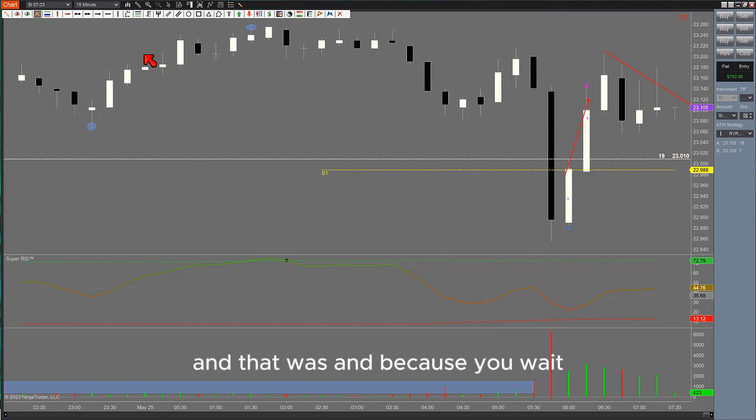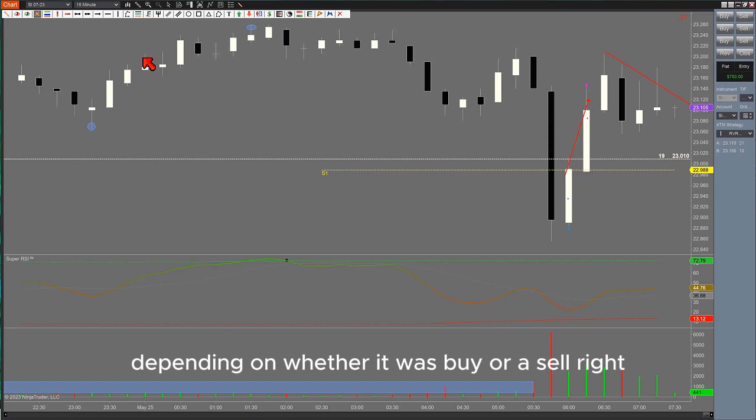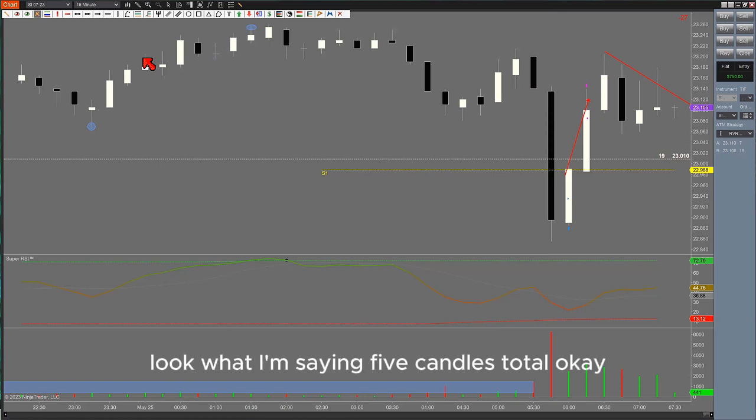And because you wait, you had 3 bars to the left, and you want at least 3 to the left that are higher highs. That's why I use my hand. There's 5 candles on my fingers. A right-hand trade consists of a middle candle that is the fractal high to sell, or a fractal low to buy, with either lower highs or higher lows, depending on whether it was a buy or sell. 5 candles total.